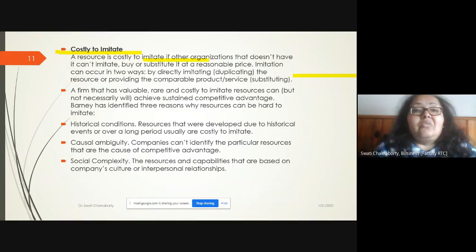Costly to imitate means what? It can't be imitated, or substituted by some other product, right? So what happens if it is difficult to imitate? It's valuable, it's rare, and difficult to imitate. Then the firm achieves a sustained competitive advantage.